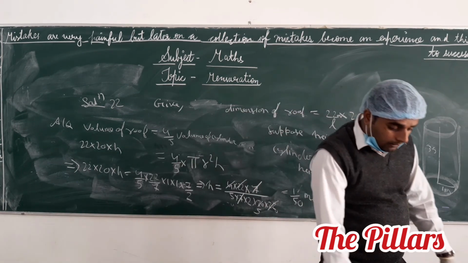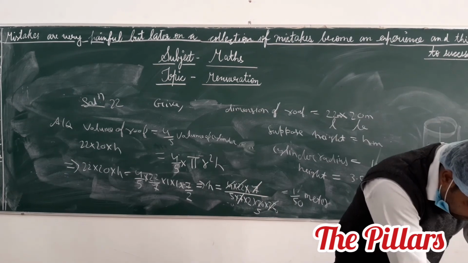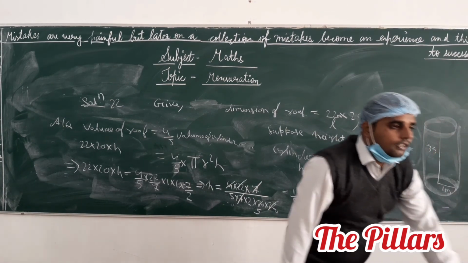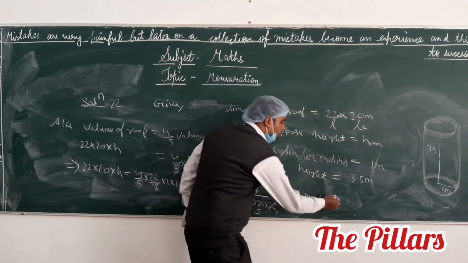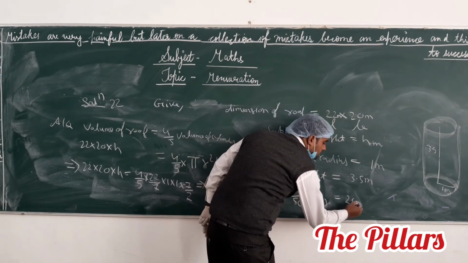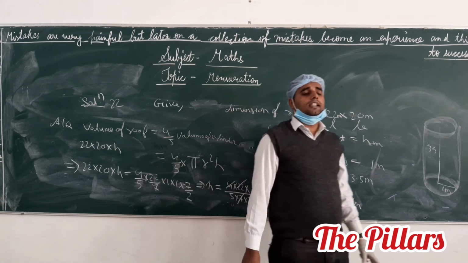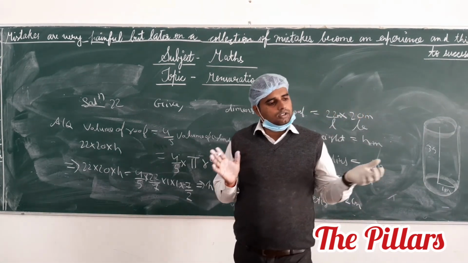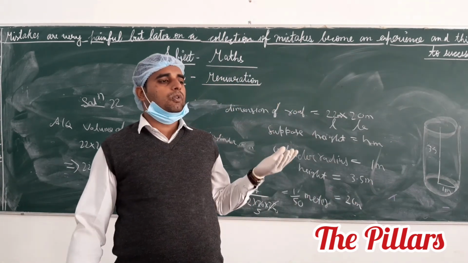But the question asks us to find the rainfall in centimeters, so multiply by 100. This will be equal to 2 centimeter. How much rainfall will be there? 2 centimeter. Only this much rainfall.